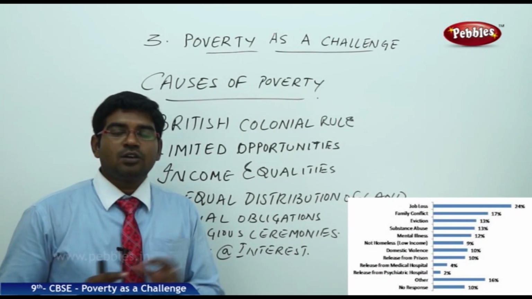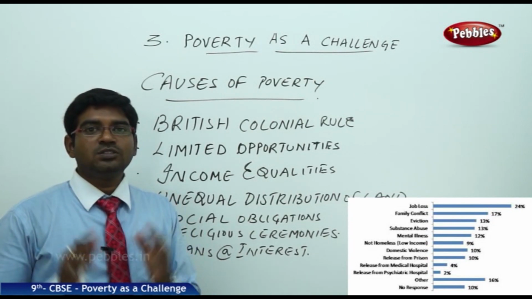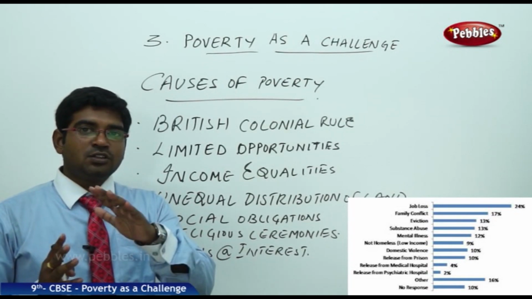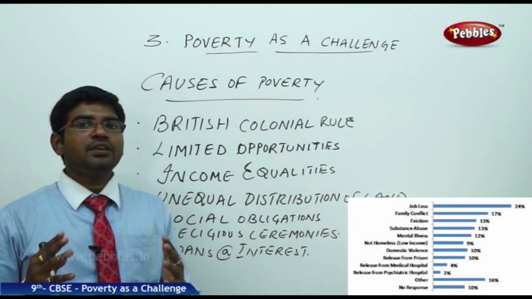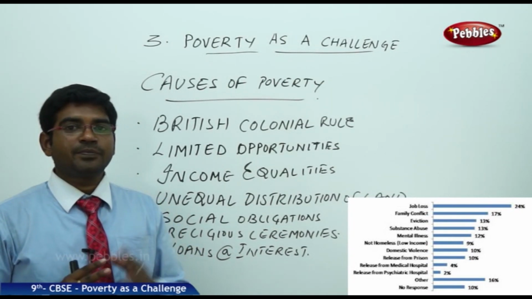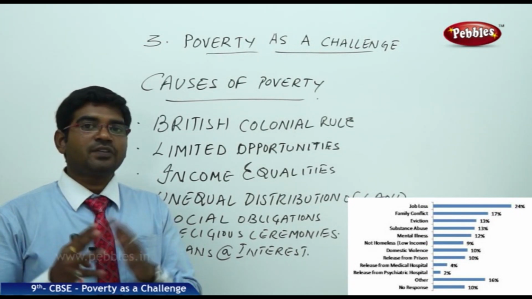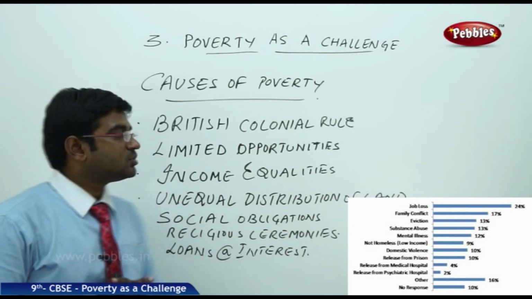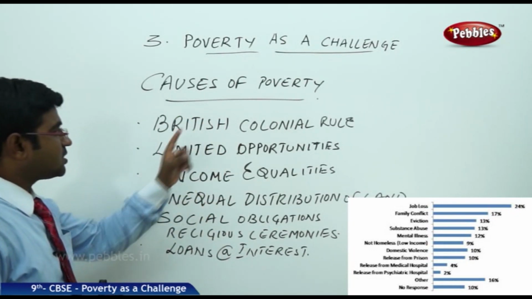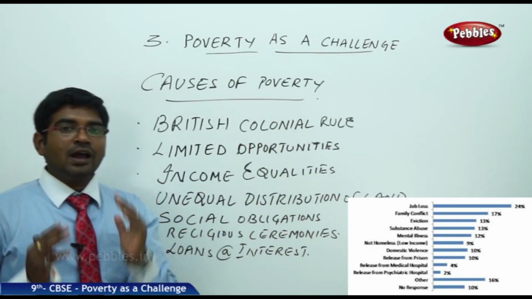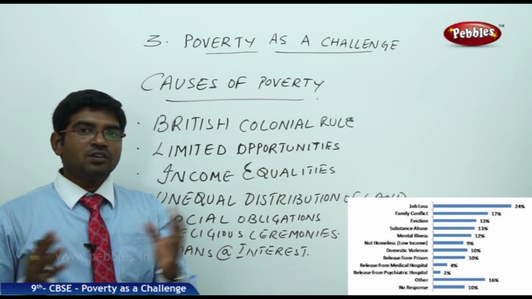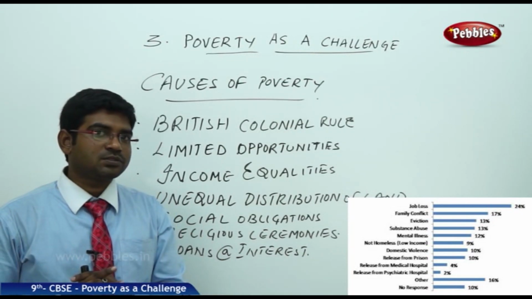Now we shall discuss the basic reasons which have pushed a large number of people in our country below the poverty line. There are many reasons. Historical reasons, cultural reasons, religious reasons. Let us find out all together now. See here. The main cause of India's poverty is the British colonial rule. Until the arrival of the Britishers, India was a very rich country filled with a lot of natural resources.